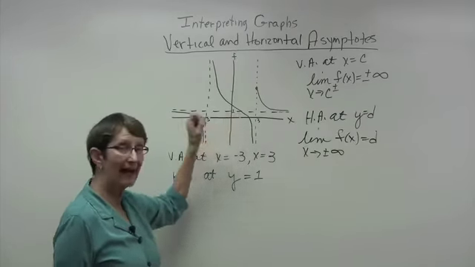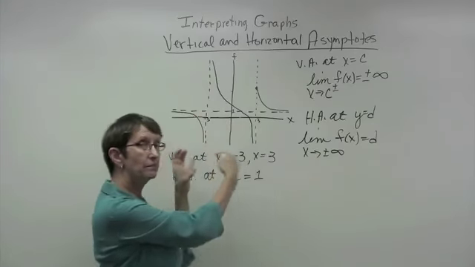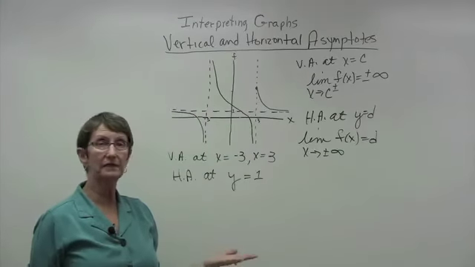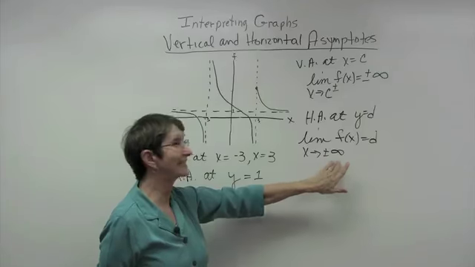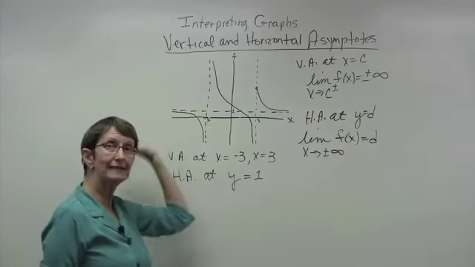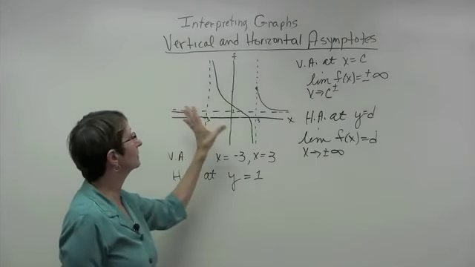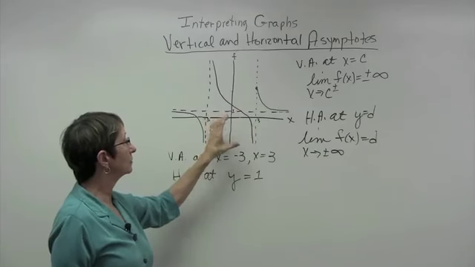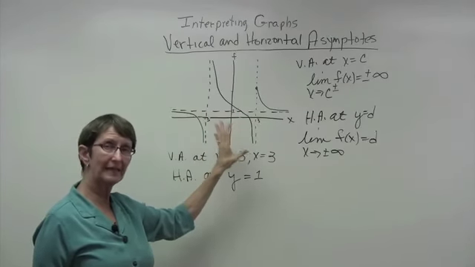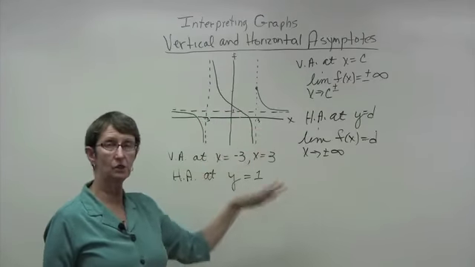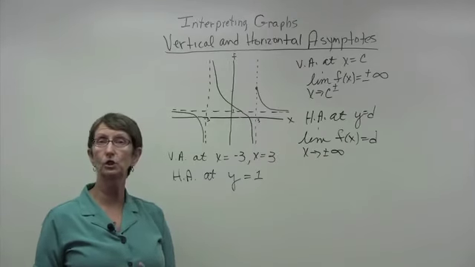Whether or not the graph actually crosses it somewhere in the middle is irrelevant. What matters is what happens at the ends as x approaches plus or minus infinity. So this is one of those graphs that you really have to think about when you see things like this, to think about what the definition actually means for a horizontal and a vertical asymptote.